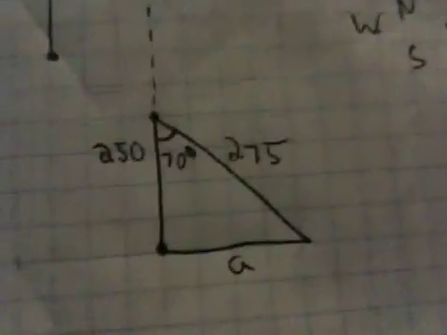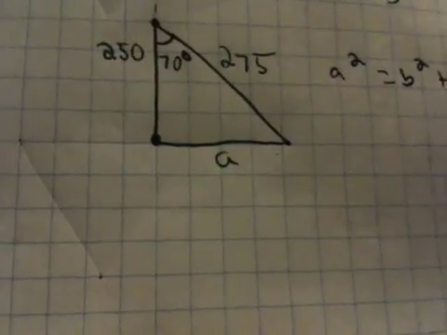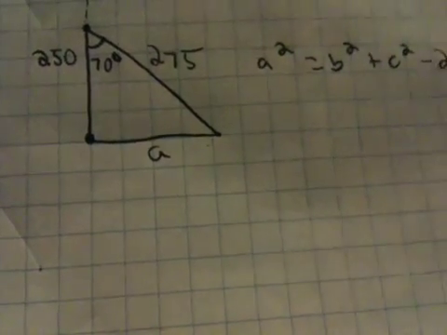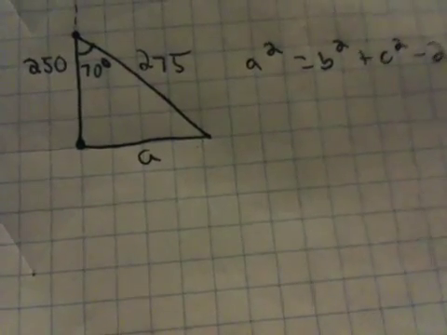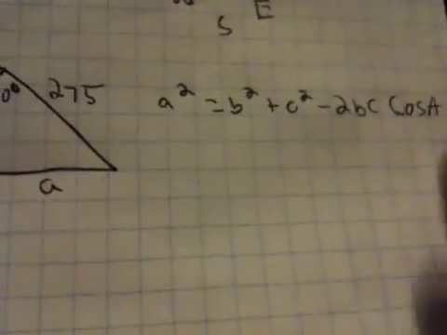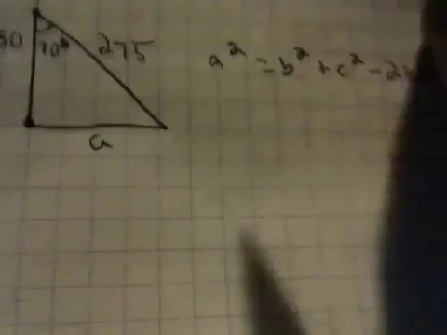So now if we use the law of cosines, it is A squared equals B squared plus C squared minus 2BC cosine of A. So now all we have to do is just plug in our values. So we are trying to find A, so A squared is what we're looking for.